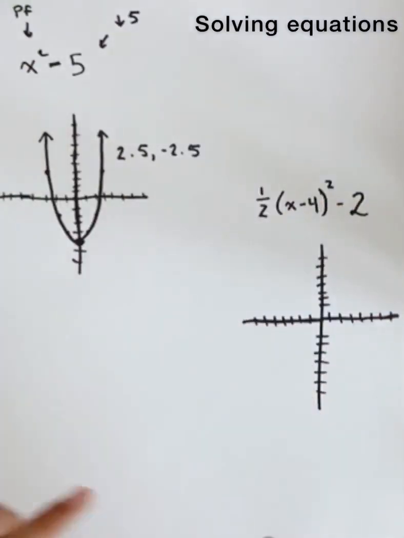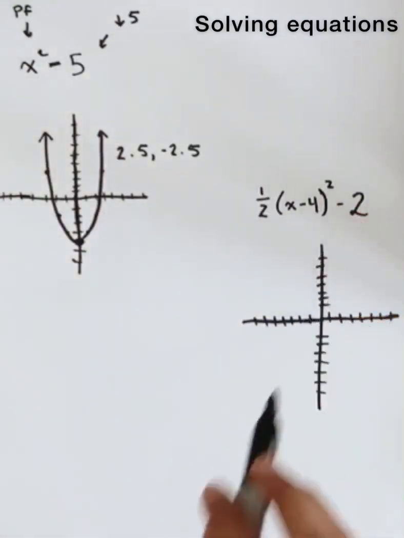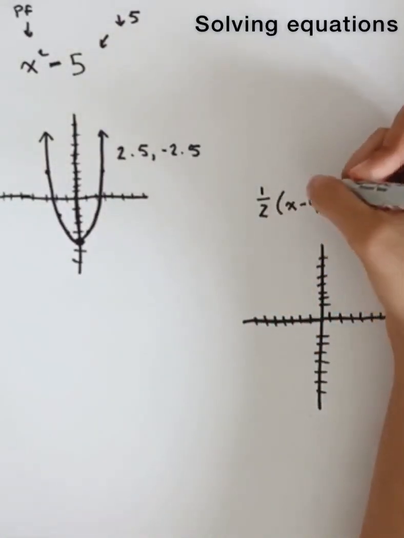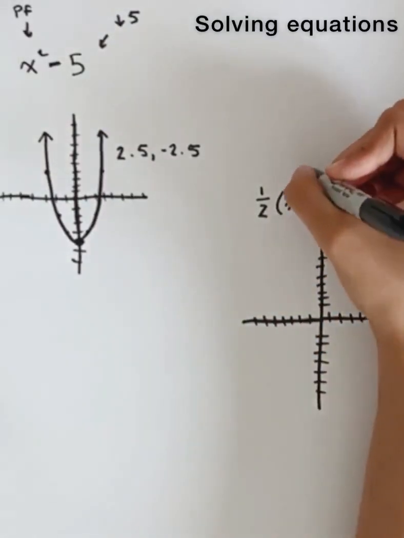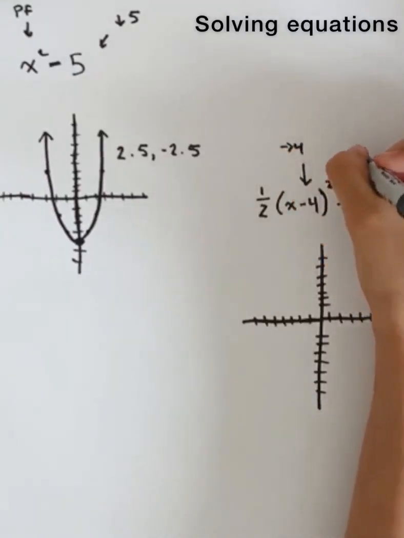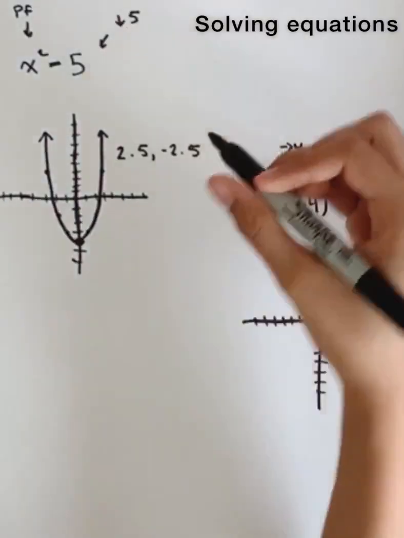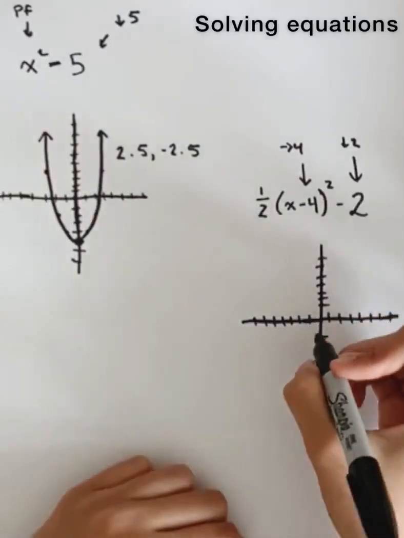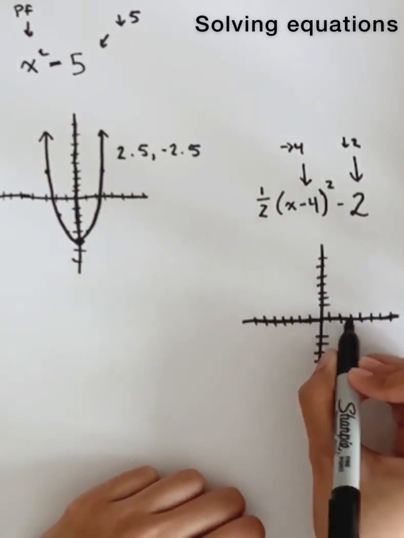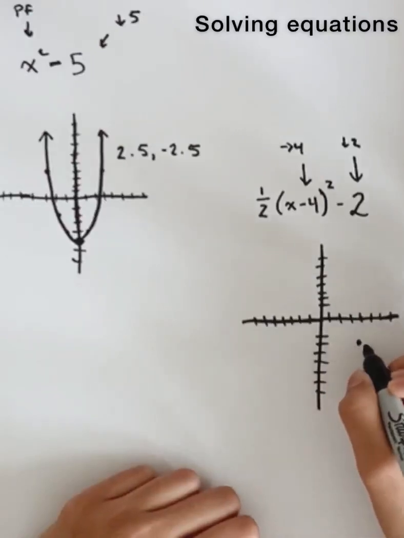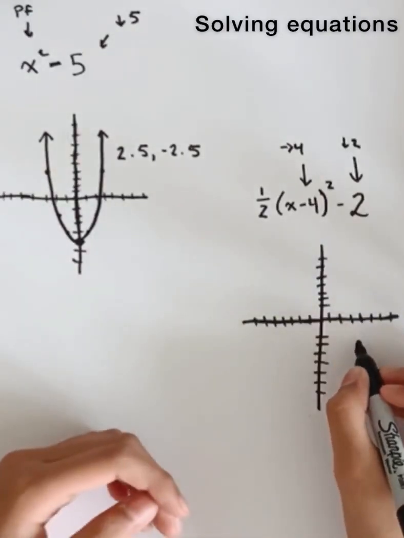Okay, next one. For this one, I'm going to graph this just like we did the last one. So remember, if it's inside a parenthesis, it's a left to right translation. That is to the right by 4. And this is down 2. And this is just changing thickness or thinness. So let's graph the vertex first. 1, 2, 3, 4. 1, 2. And closer to 0, the wider it gets.